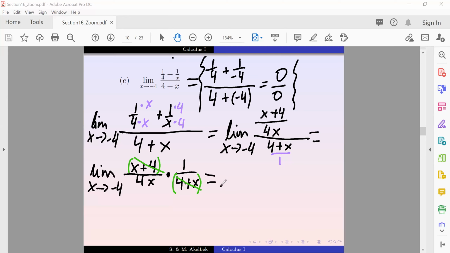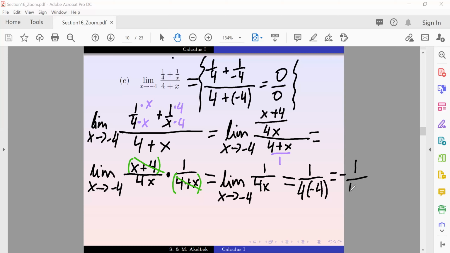So we have limit as x approaches -4 of 1 over 4x. After you reduce, you start over. Take the number, substitute into the equation. Since I'm substituting, I'm performing the limit, no more limit sign. So we have 1 over 4 times -4. The limit is 1 over -16. This is the final answer.